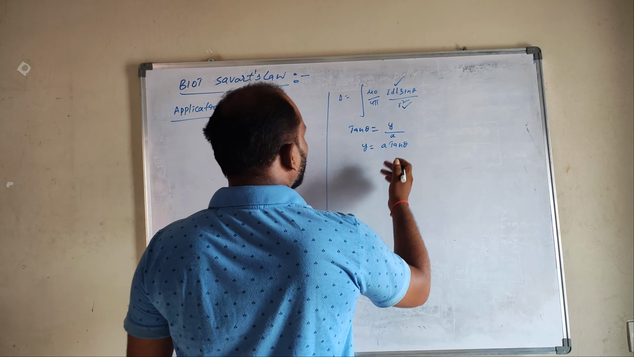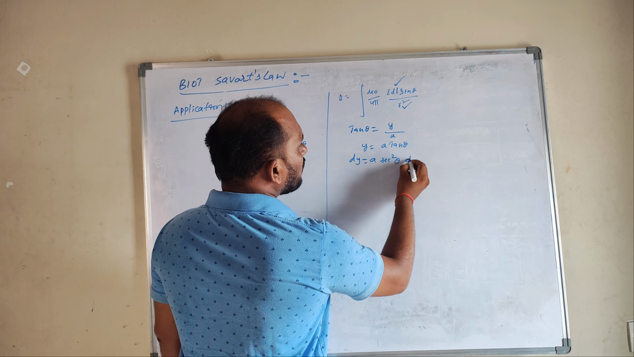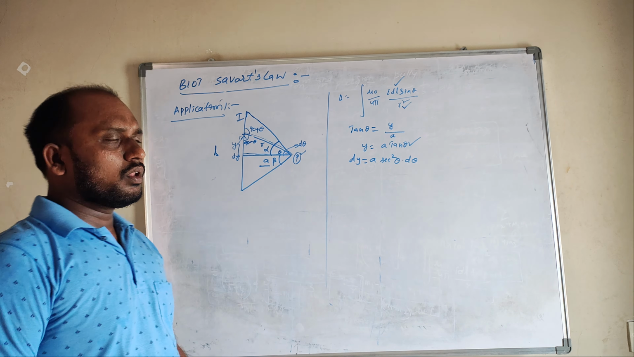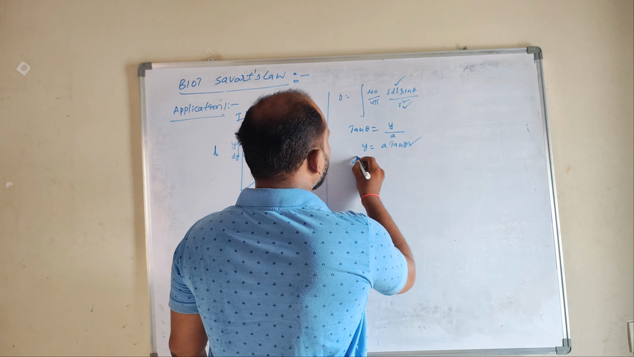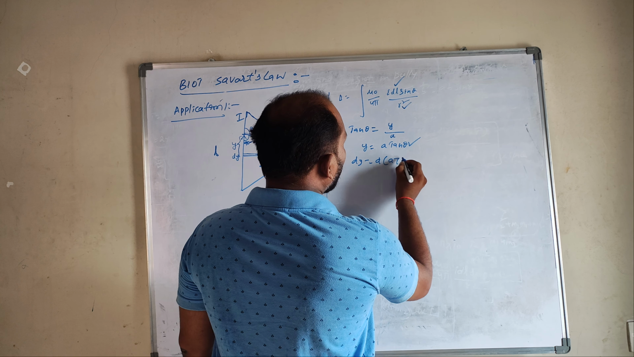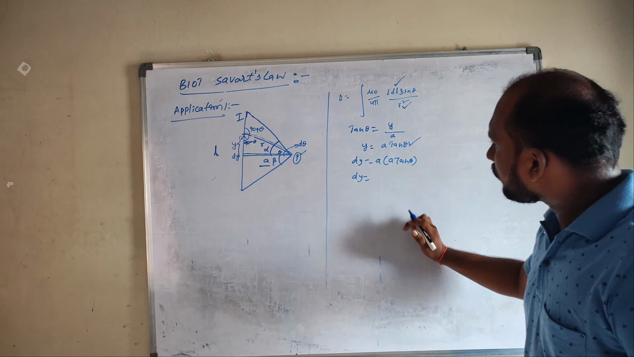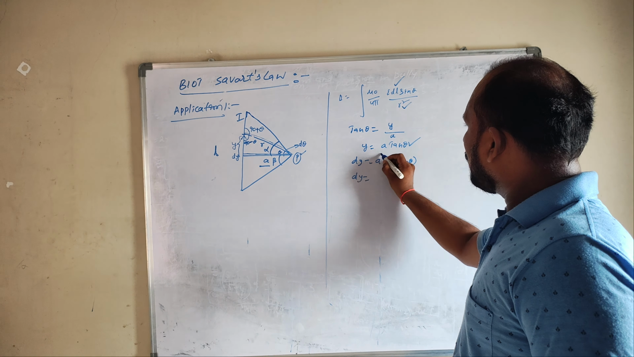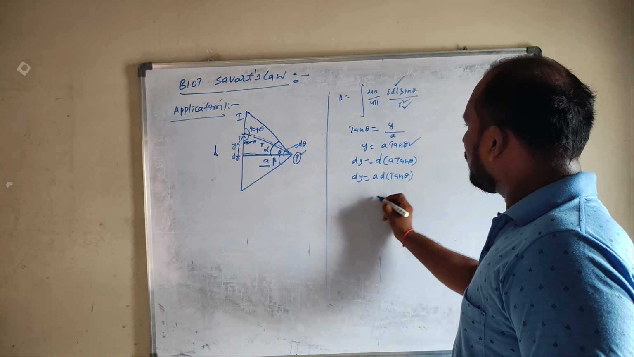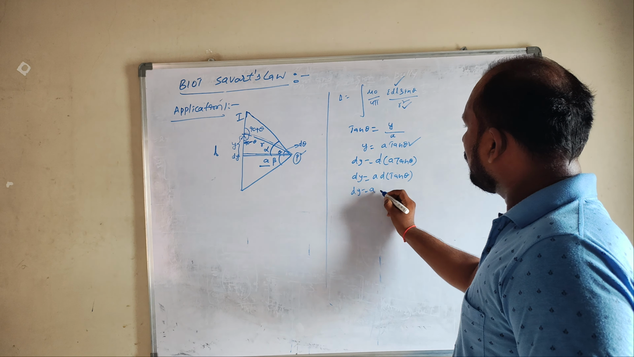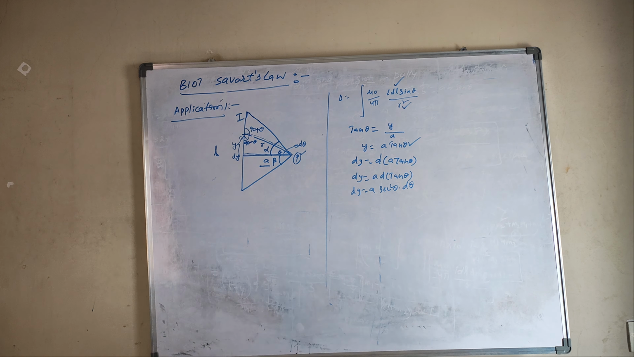So for that, differentiate on both sides. So dy is equal to a secant square theta into d theta. I am differentiating y is equal to a tan theta. We have a problem, right, of the differentiation. So dy is equal to d of a tan theta. Here a is the constant, so d tan theta means dy is equal to a into secant square theta into d theta. So now we get the dy value.